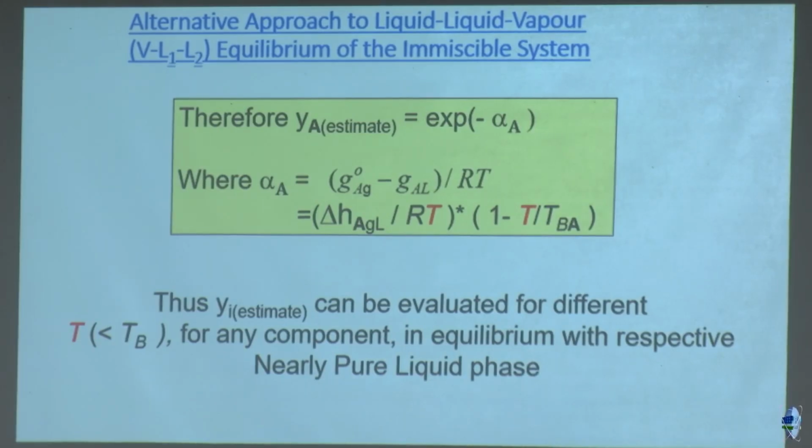So we have got an expression now which is fairly straightforward, simple, and it is not influenced by the presence of the other component here, because they are two completely immiscible liquids, and therefore you are now looking at an immiscible liquid in equilibrium with vapor, and this is the vapor phase composition in equilibrium with nearly pure condensed phase of that particular component.